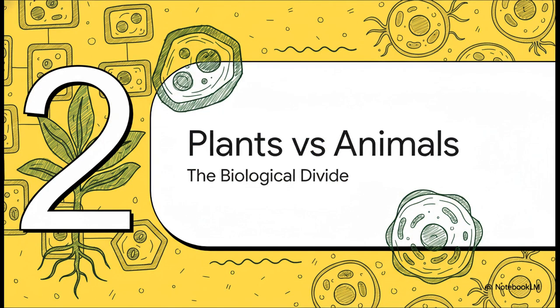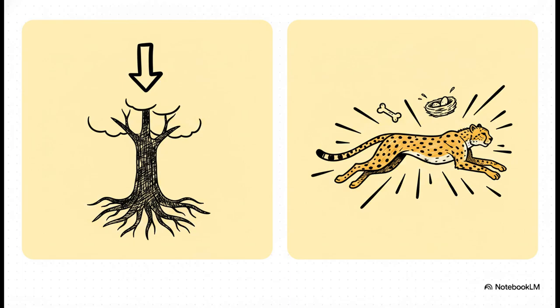Moving on to Section 2, plants versus animals, the great biological divide. Now, while both plants and animals use tissues, their tissues tell entirely different evolutionary stories, and it's all based on form meeting function. Think about plants. They're stationary, right? They are fixed in place and don't move. But because they have to stand upright against gravity, they require a massive amount of structural support.